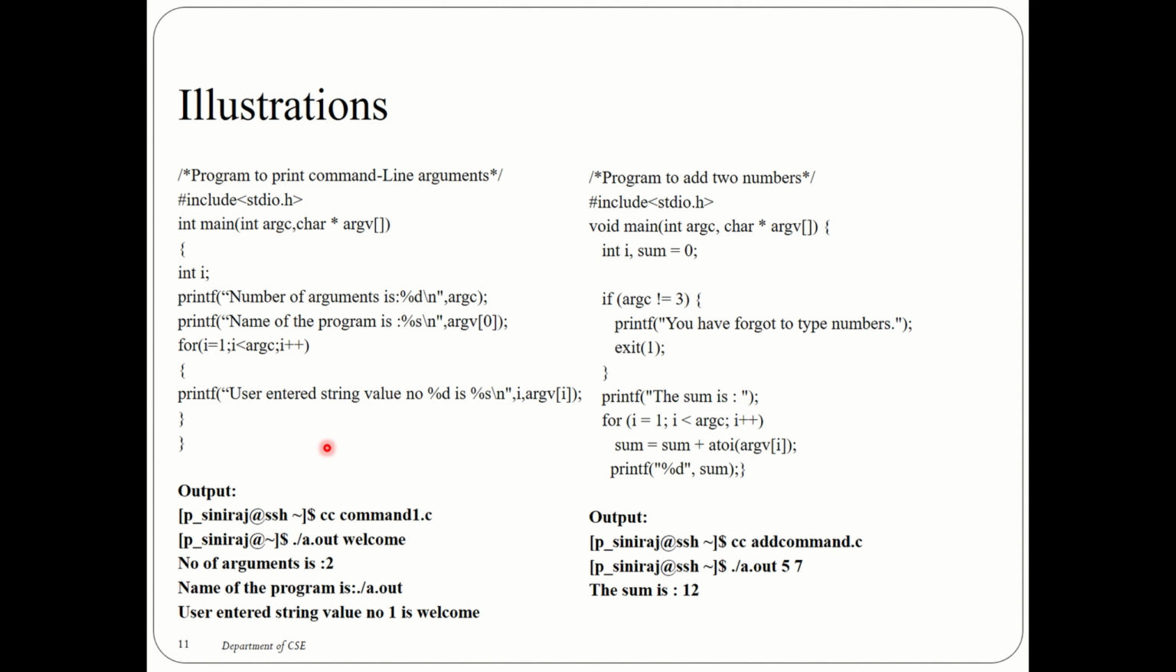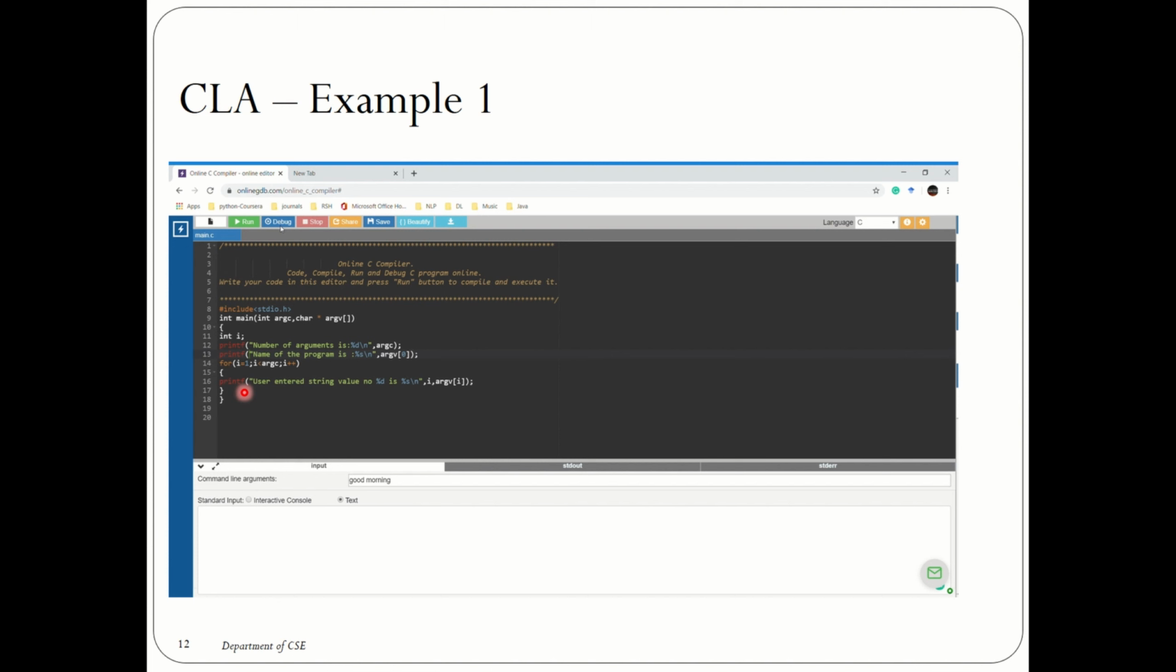So what will be printed? The user entered value 1, which is argv of 1. What is argv of 1? It is welcome. Now the second time what will happen? i will be incremented to 2, which is not less than 2, so it will come out of the loop. So this is what the first example is.